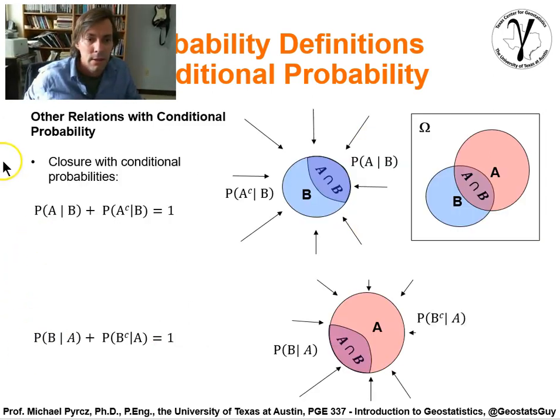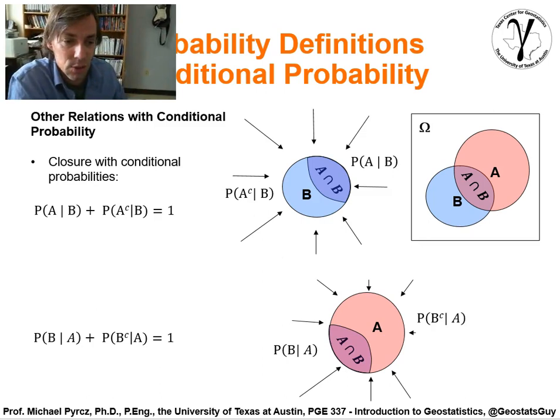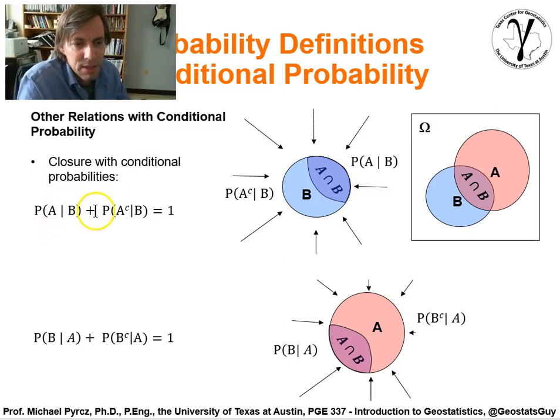All right. So let's talk about just one more thing about conditionals, and that's order relations with conditionals. You recall the order relations with the regular marginals suggested that the probability of A plus the probability of A complement is equal to 1. But what else is true is that we have closure when it comes to conditional probabilities. The probability of A given B plus the probability of A complement given B is equal to 1. And the probability of B given A plus the probability of B complement given A is equal to 1.